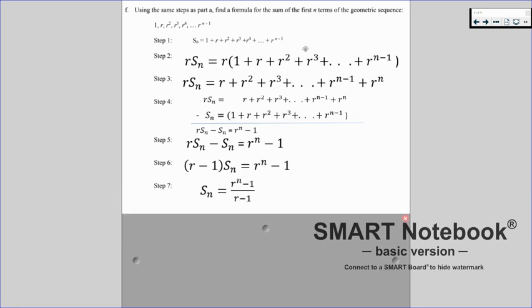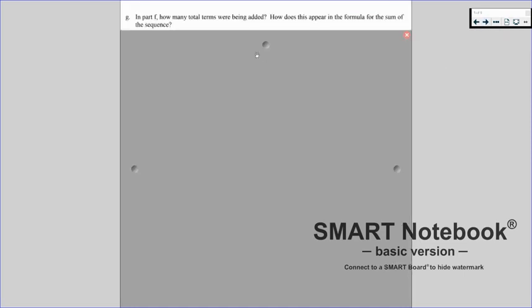You will not have to derive this formula. You will not have to use these steps. You'll have to know how to use this formula, when to use it, and what the variables are going to represent as we're trying to solve. So we don't really have to worry about any of those steps anymore. We're now going to focus on how do we use this formula. So in part G, let's talk about the formula.